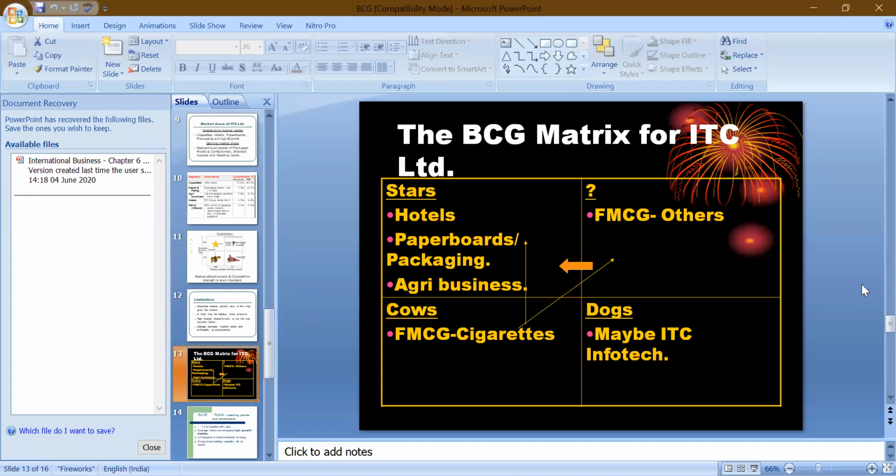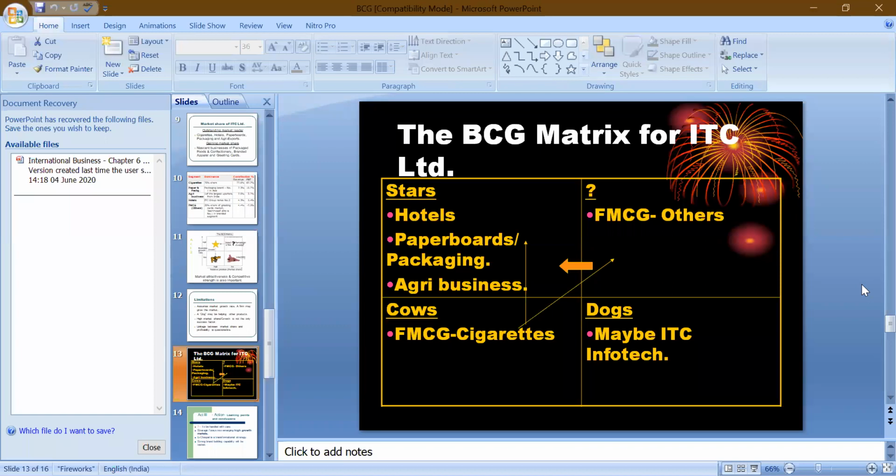So this is what we would like to understand about what the BCG Matrix is all about. I hope I have driven home the point. Should you have any doubts in this regard, I would appreciate you talking to me directly, or you can always write to me.